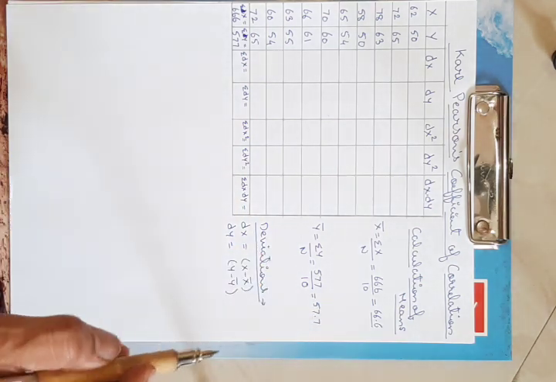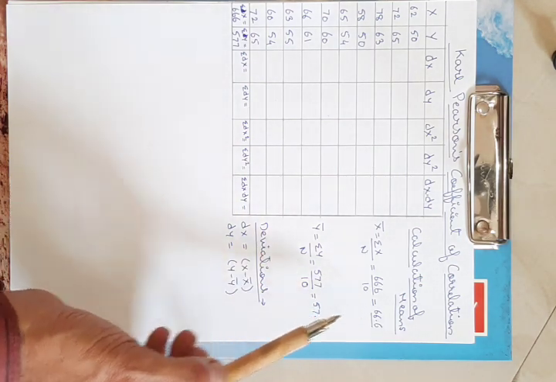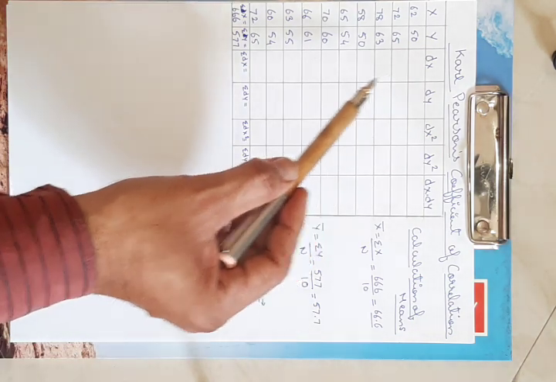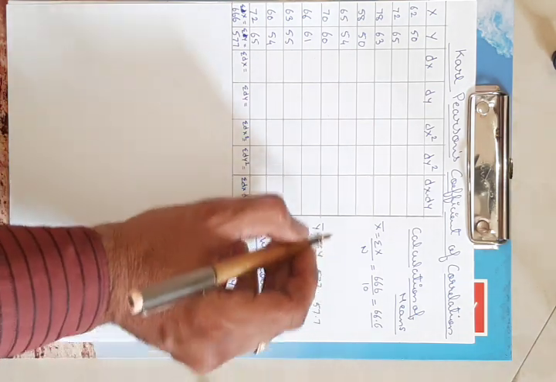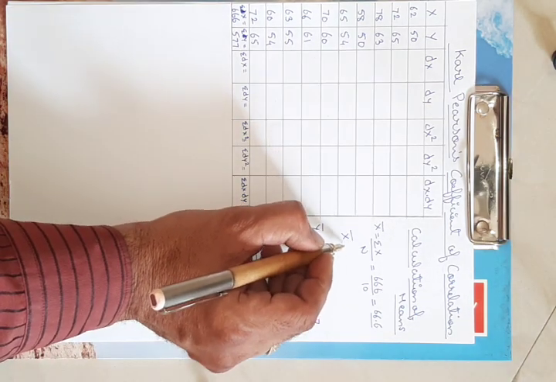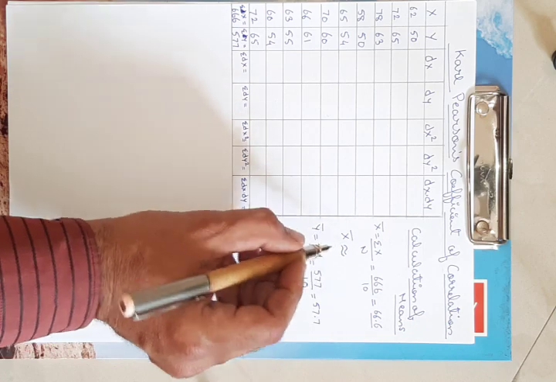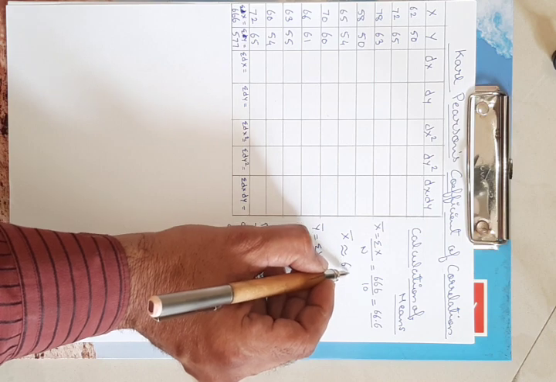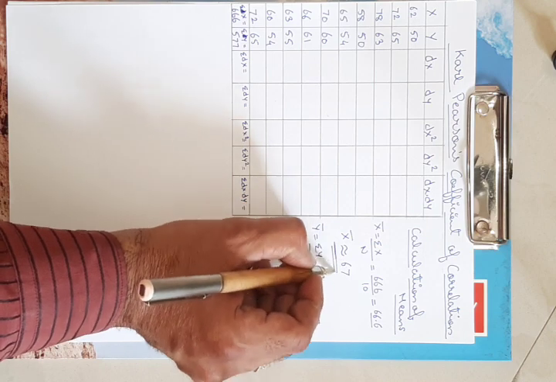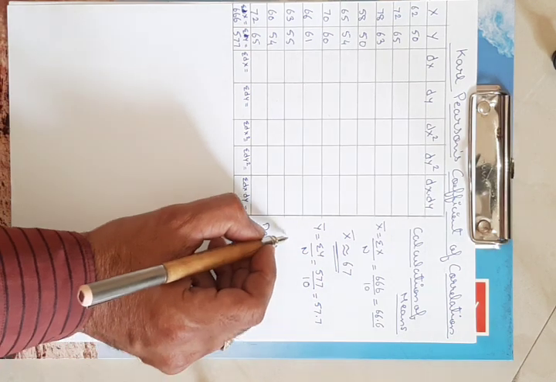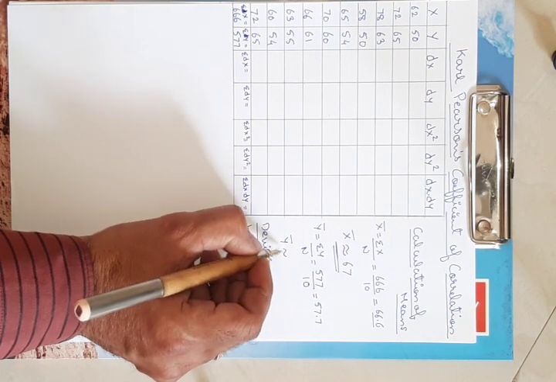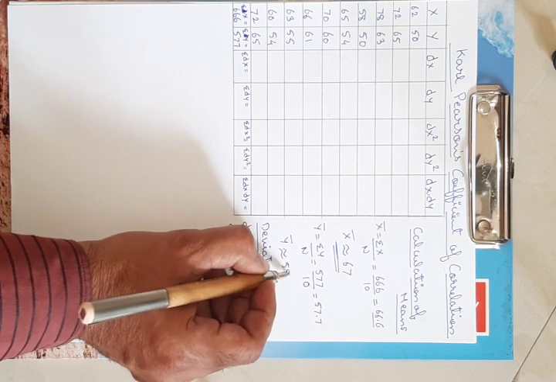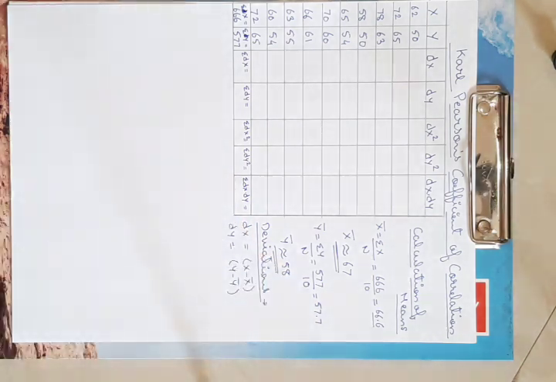Now friends, you can easily observe that the mean is not a whole number. So we need to convert it to a whole number to simplify the further process. We can round it off to the next digit. For example, the mean x bar is 66.6, so we can assume it as 67. We can assume the mean y bar, which is 57.7, as the next whole number, 58.